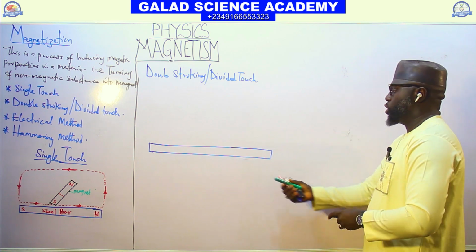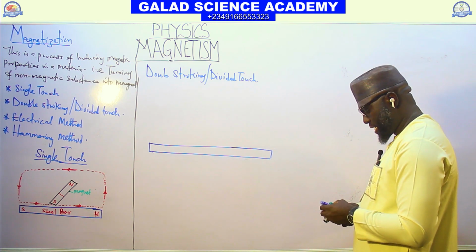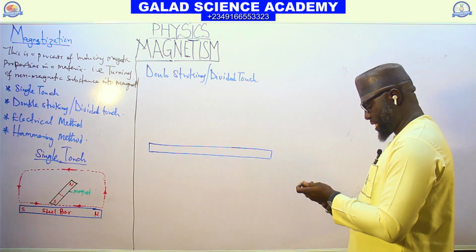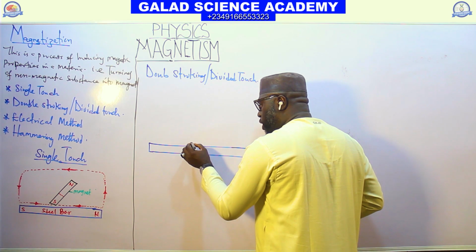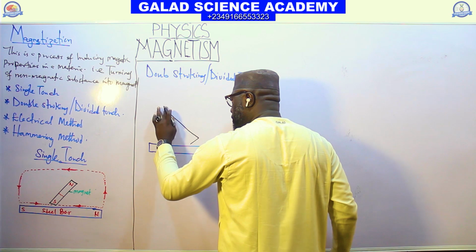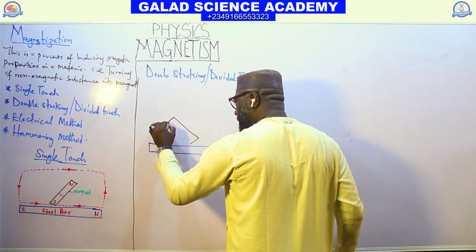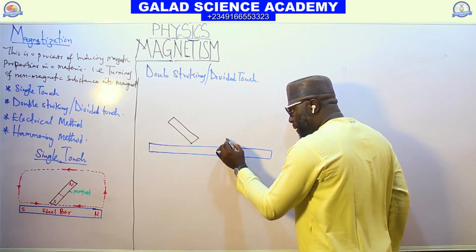Good. So this long bar, I put two magnets on top. This is the first one, the first magnet I put here. Let me put another magnet here.